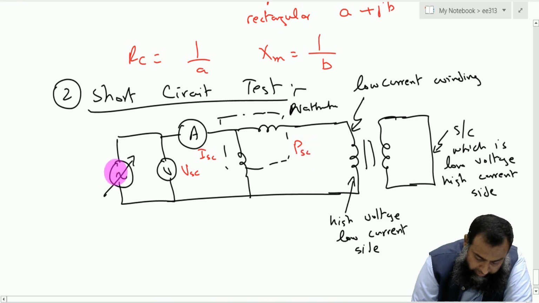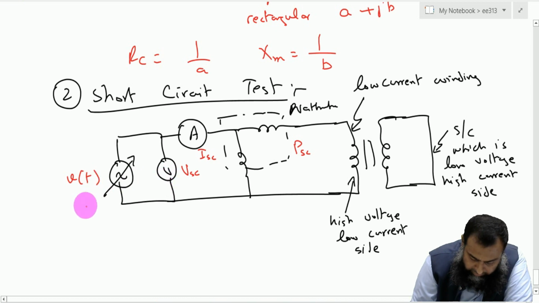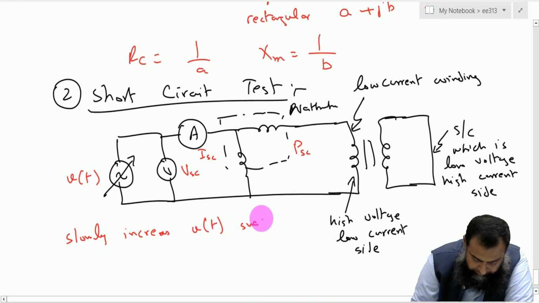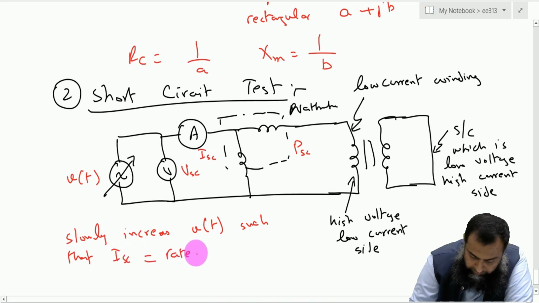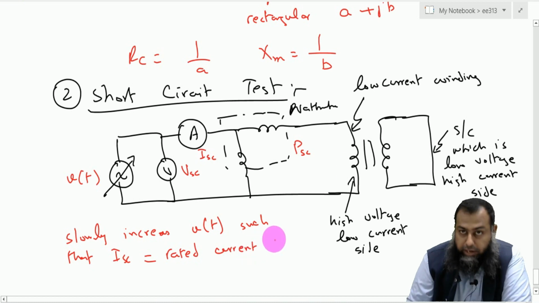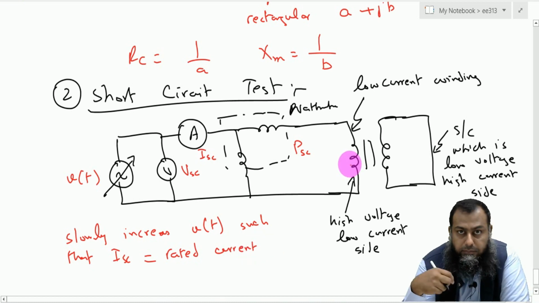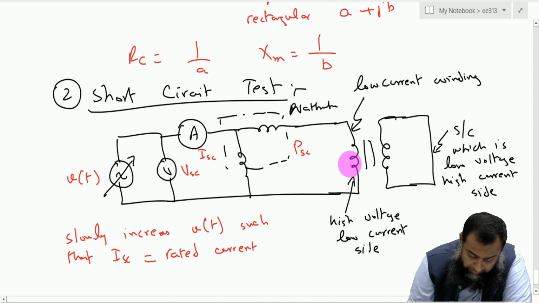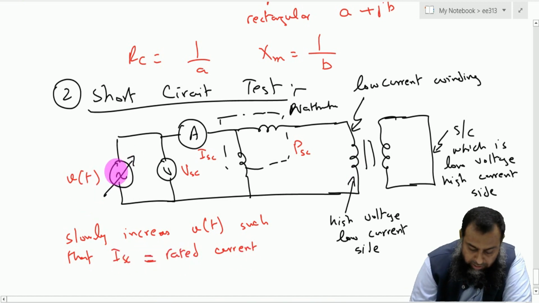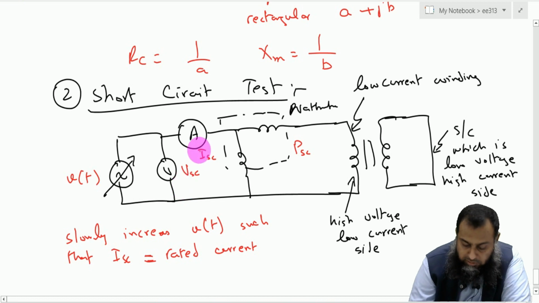Now we slowly increase this VT here, VT is varied, we slowly increase it from 0 such that the ISC becomes equal to the rated current of this particular winding over which we are taking the measurements, right? So when it becomes equal to this rated current, we fix this VT here and we measure what is this VSC and what is this ISC and what is this PSC.